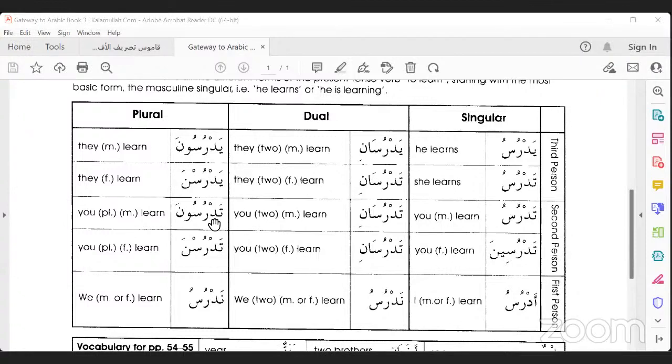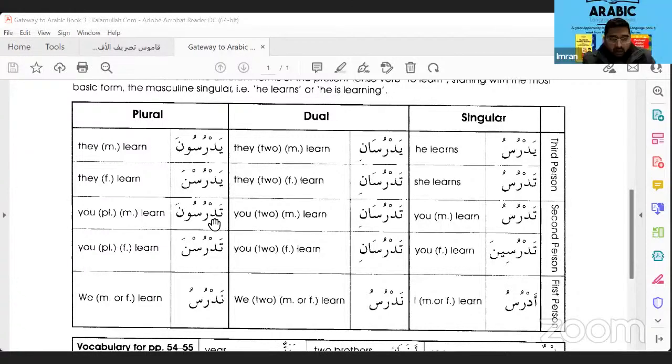Tadrusuna, you all may learn. So you will see, Sister Nigat, that for the third person, all females learn, and for you all males learn, the ending is waw noon. Both of these cases have waw noon. The only difference is that for ghaib, the third person, it is yadrusuna, and for mukhatab, the second person, you all are learning is tadrusuna. The only difference is the ta.